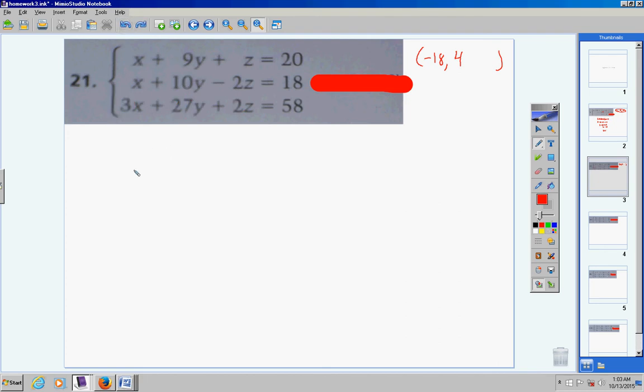So for x, I'm going to put negative 18. Then positive 9 times y is 4. And then positive z right here then equals 120. So a negative 18 is a negative 18. 9 times 4 is 36. Positive z equals 120. Combine your like terms, negative 18 and positive 36. That'll give you a positive 18.